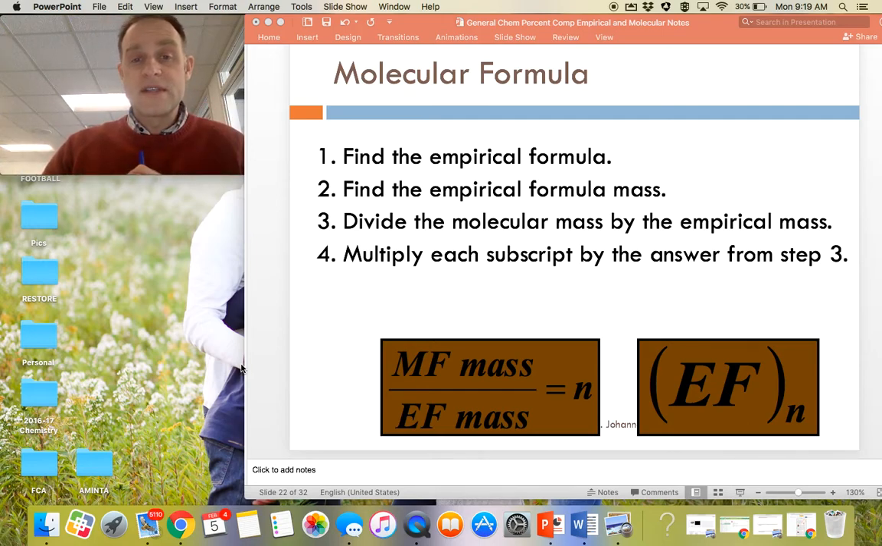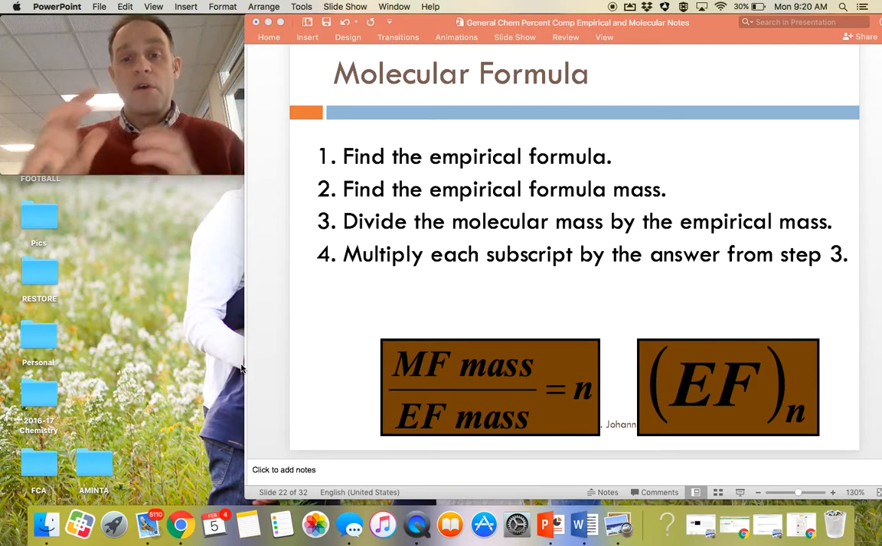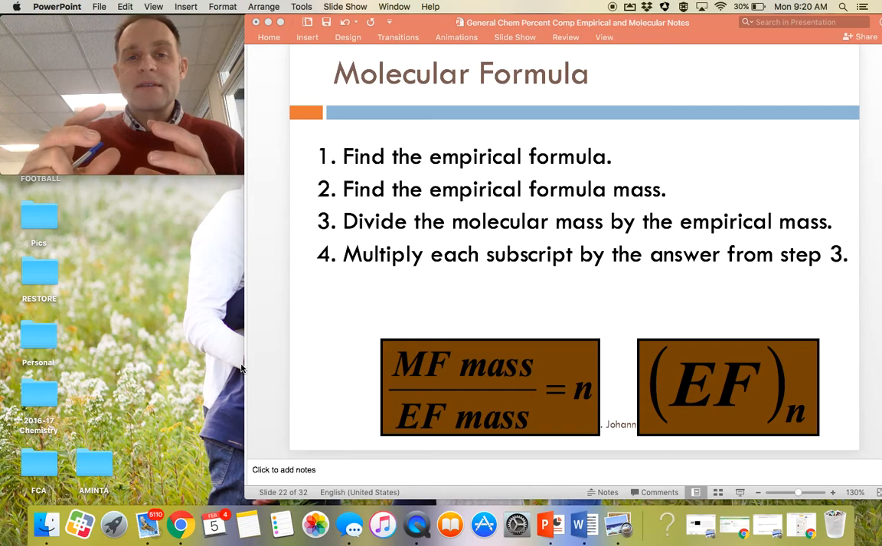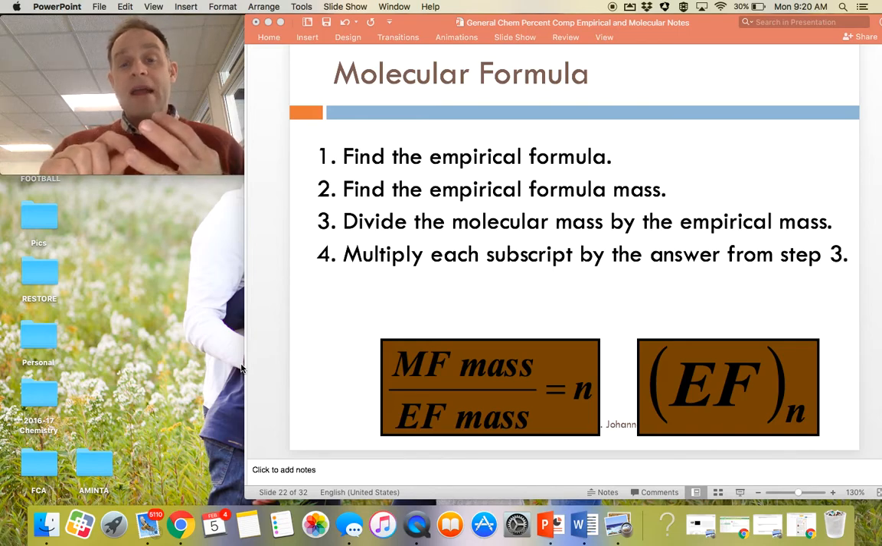I think it's helpful to see step by step, but I think those little 2 graphs at the bottom are even more helpful. So look at the little box, that brown box on the left. It says MF mass over EF mass. MF stands for molecular formula mass, the actual true formula. What is the mass of that? I'm going to put that over my empirical formula mass. So I need to find the reduced ratio.